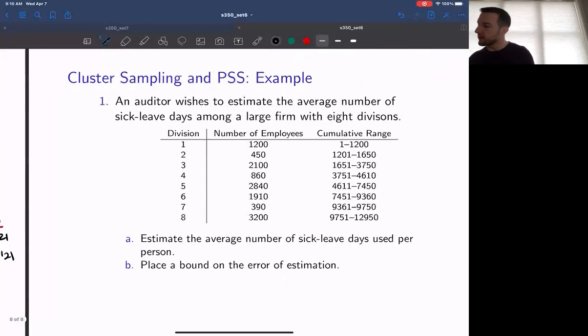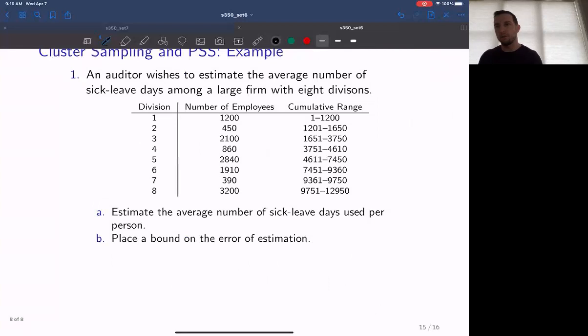So to illustrate this, we're going to just walk through a very basic example. In this example, an auditor wishes to estimate the average number of sick leave days among a large firm with 8 divisions. So in our table, we have divisions 1 through 8, the number of employees in each division, and then a cumulative range representing essentially an employee ID number.